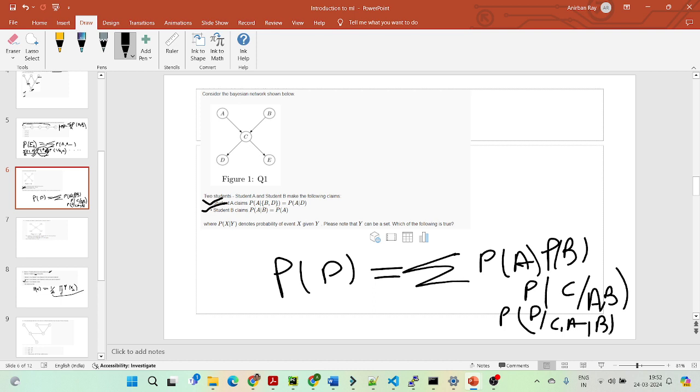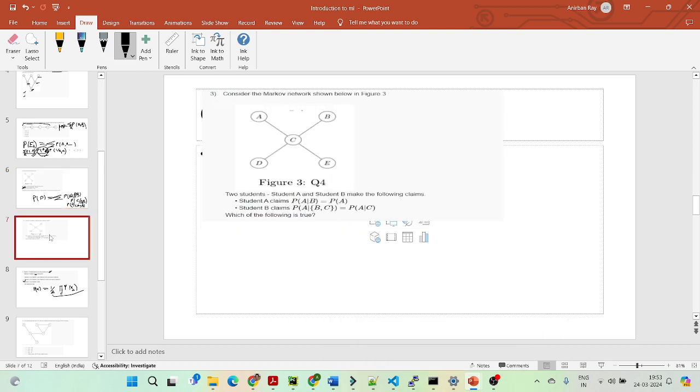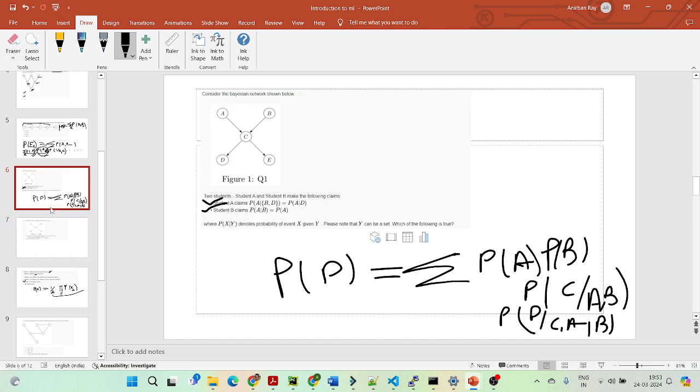So what it means is that when you're marginalizing over C, it means that C is known, right? I got it wrong actually. He's the one who's correct. So A is correct? No, A is false. A is false.